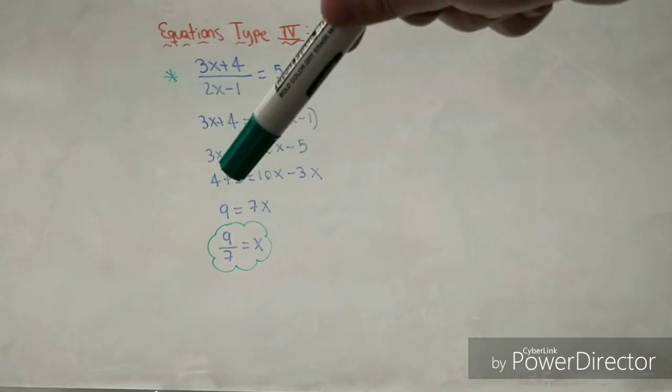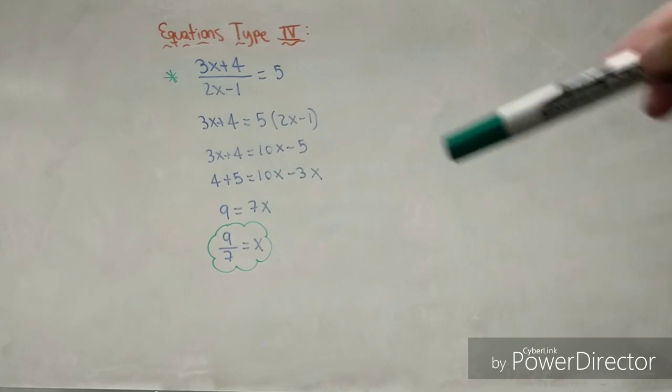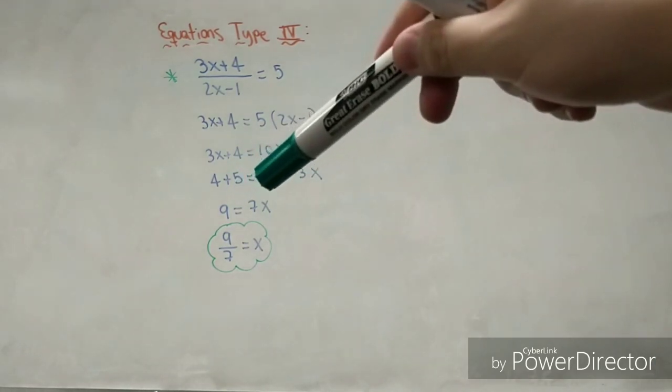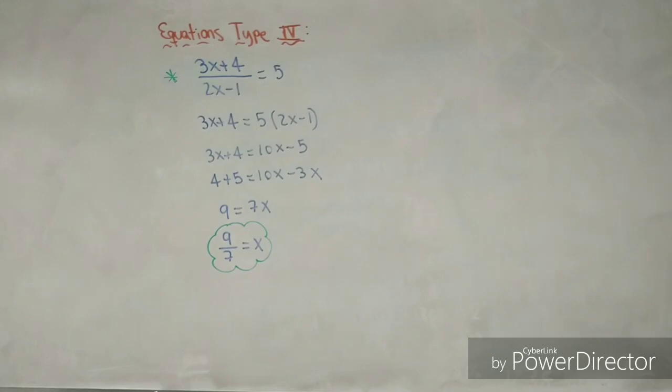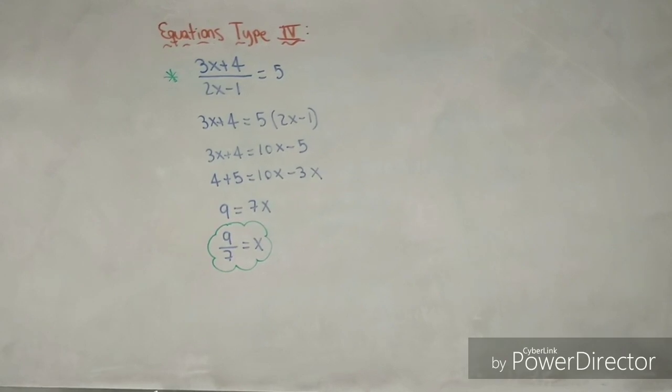So we notice that 4 plus 5 is going to be 9, and then 10x minus 3x is going to be 7x. Since we need the x to be alone, then we need to get rid of this 7. And how do we do that? Well, this 7 is multiplying the x, so we're going to bring it to the other side as a division. So it's going to be 9 divided by 7. Well, I hope you have learned from this exercise.